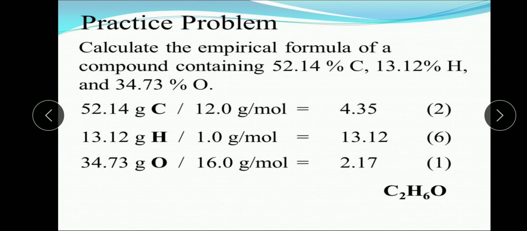So 4.35 divided by 2.17 gives 2. Like that, 13.12 divided by 2.17 gives 6. Like that, 2.17 divided by 2.17 gives 1. It forms the ratio carbon 2, hydrogen 6, oxygen 1. So it gives the empirical formula C2H6O. Empirical formula is C2H6O.